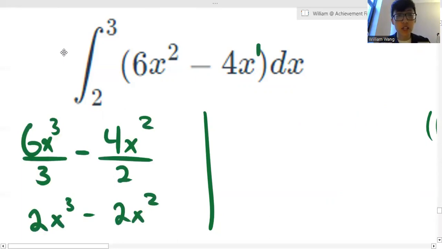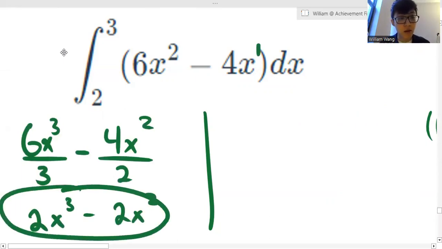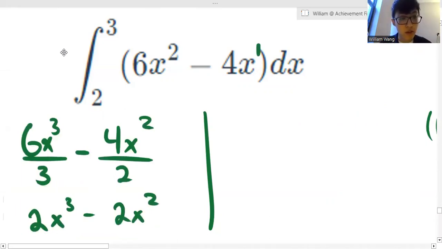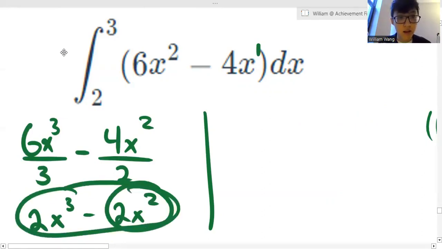And if I want to check my answer, remember, this should be the reverse derivative. So if I take the derivative of this, the derivative of 2x cubed is 6x squared. The derivative of 2x squared is 4x to the first power. So I know I did my integral correctly.